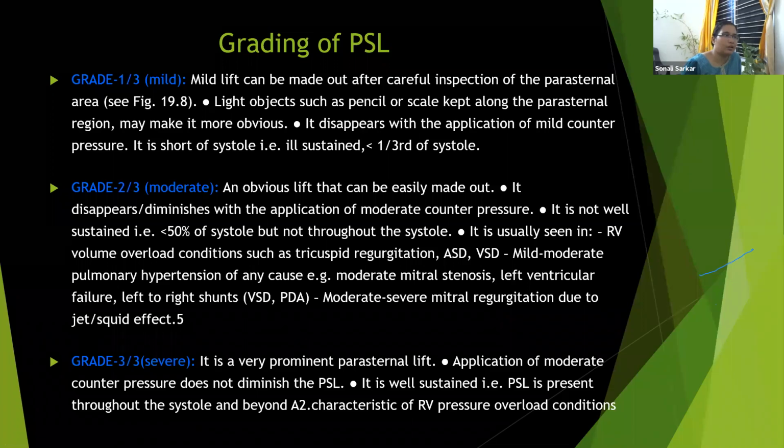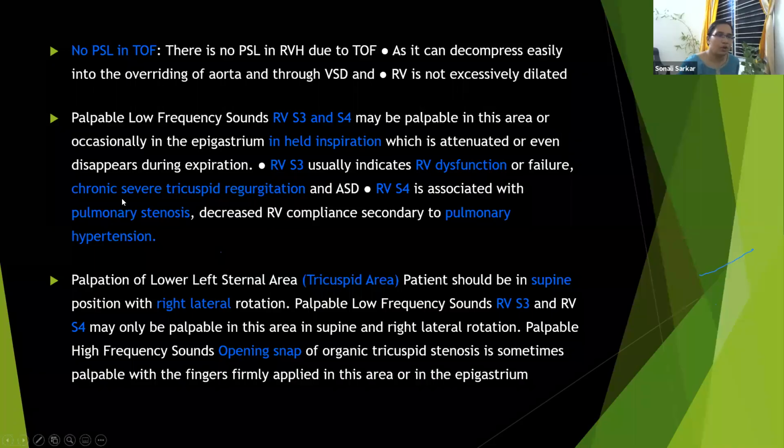That is, if you press your ulnar border of the hand in order to obliterate the parasternal lift, only mild pressure will be needed. S3 will also indicate volume overload of RV due to TR and ASD. S4 indicates pressure overload conditions, both in LV and RV. So RV S4 is associated with pulmonary stenosis or pulmonary hypertension. In supine position with right lateral rotation, here again you can find RV S3 and S4. We already discussed the causes. Also, an opening snap of tricuspid stenosis may be found on palpation of the tricuspid area, that is the lower left sternal area, in supine position with right lateral rotation.